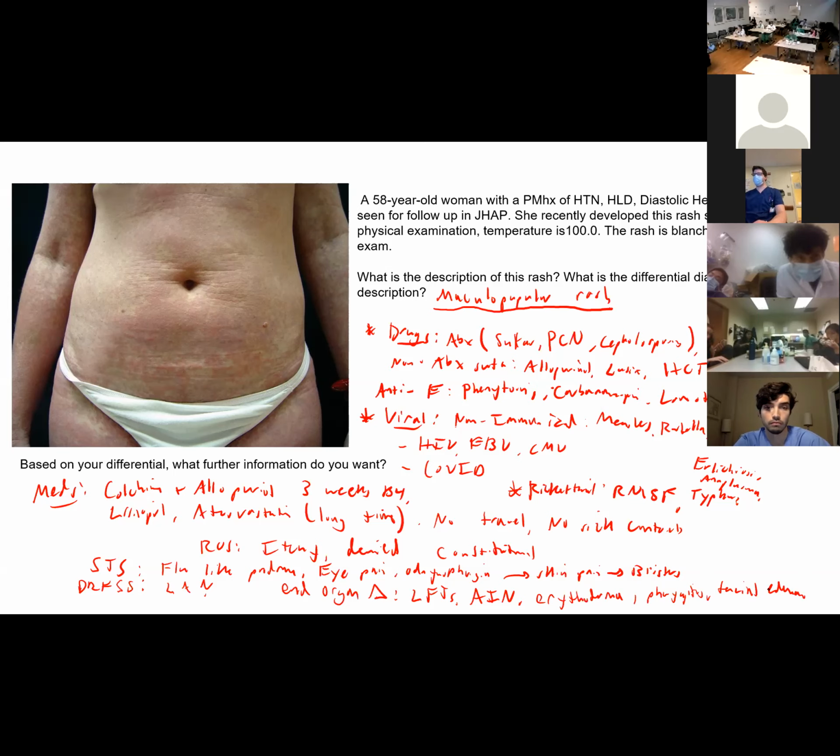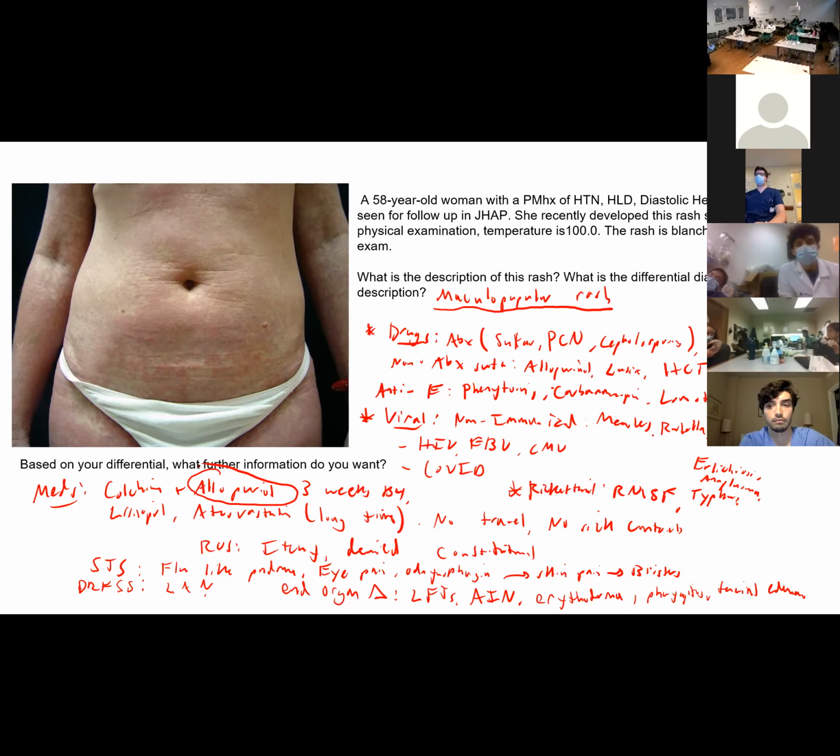And what do you guys think happened here? What do you think is the most likely diagnosis for her? And which drug specifically? Yeah, so we thought this was allopurinol. And I'll go into management a little bit later.